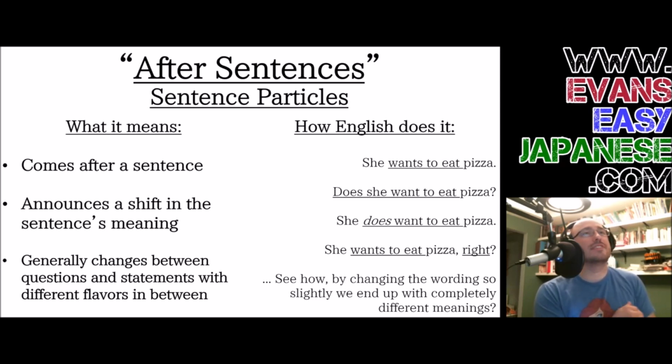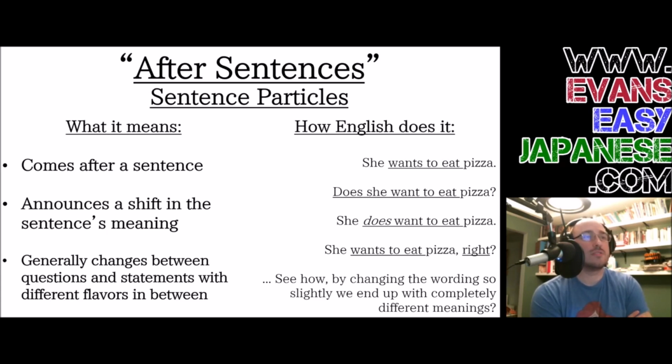All right, so after sentence particles, they're called sentence particles in most textbooks. What these ones do, as you can probably guess, is they come after a sentence. Oh my gosh. They announce a shift in the entire sentence's meaning. It's beautiful that this happens. Like in English, it's confusing because we have to rearrange all the words or we change the tone of our voice. However, in Japanese, we just say ka or ne. And they do change the intonation of their voice, but it's fascinating how much simpler it is in Japanese.